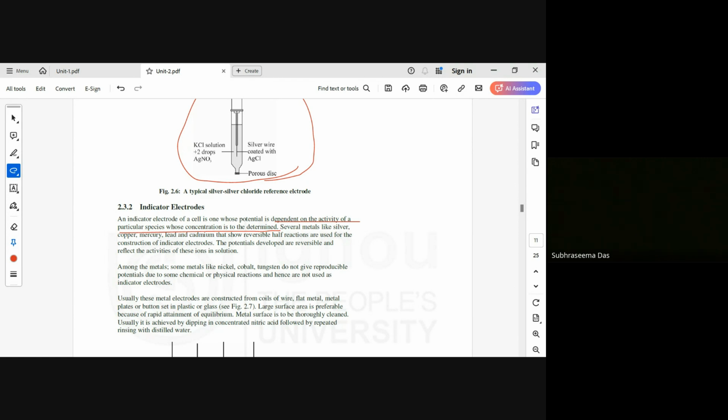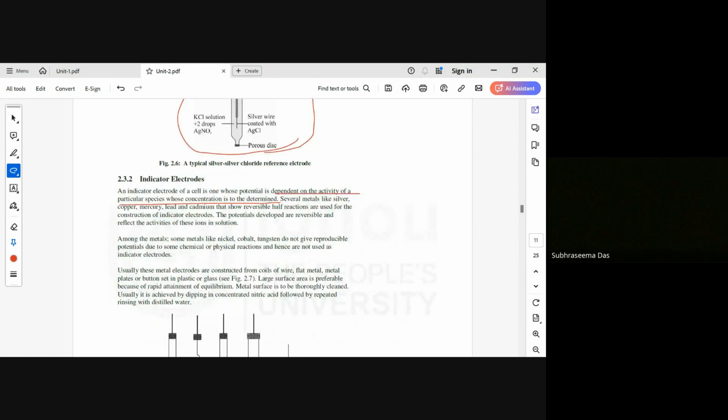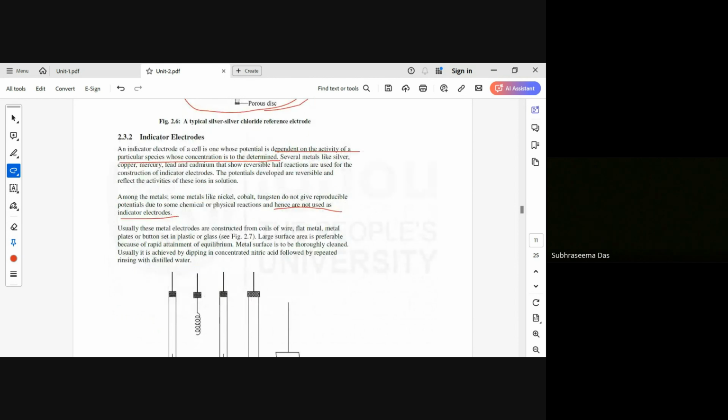For the construction of indicator electrodes, among all the metals, nickel, cobalt, tungsten do not give reproducible potential and hence they are not used as indicator electrodes. Usually these metal electrodes are constructed from coils of wire, flat metal plates or buttons in plastic or glass. So a large surface area is usually preferred. The metal surface is first cleaned, usually by dipping in concentrated nitric acid, followed by rinsing in water.